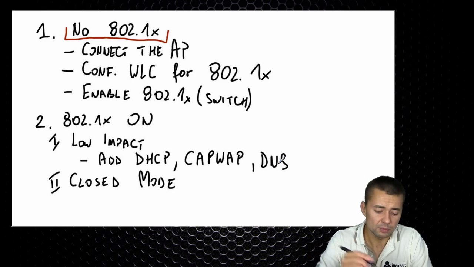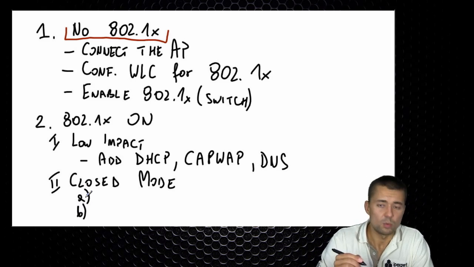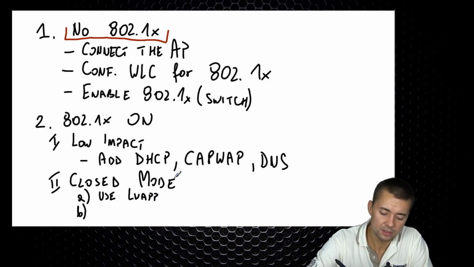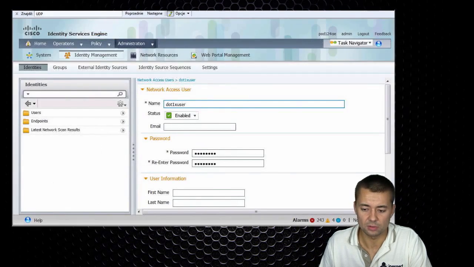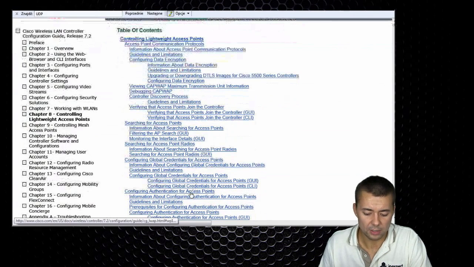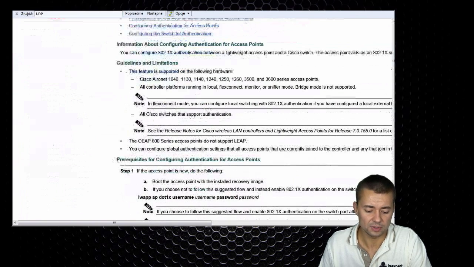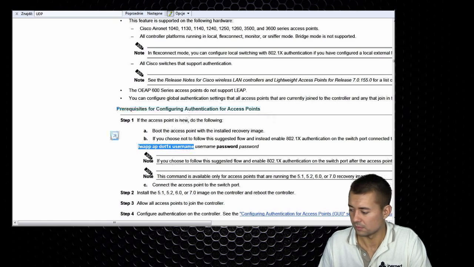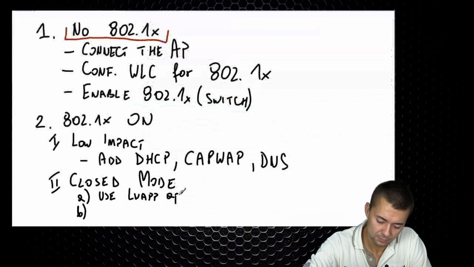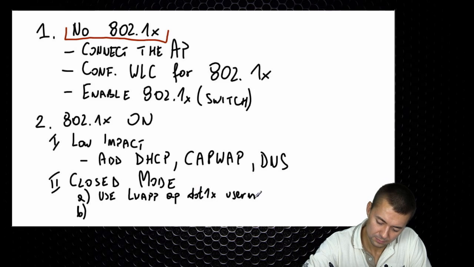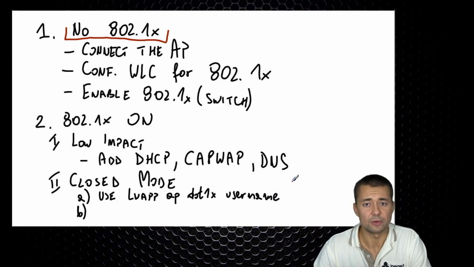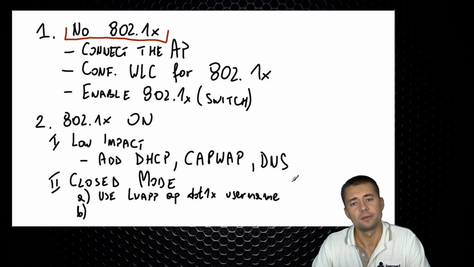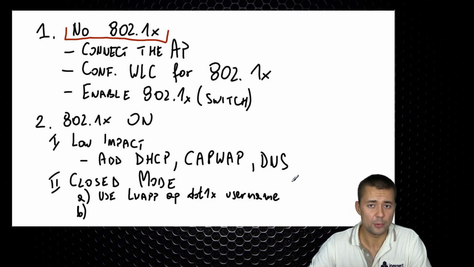Then for closed mode, we will have two options. One is going to be to use the LWAPP command. What is going to be the actual command here? Let's go back to chapter 8, configuring authentication for access points, and somewhere in the prerequisite section, this is the command I was looking for, the LWAPP AP .1x username. So we would use this command to hardcode the .1x credentials directly on the access point. Then access point is supposed to authenticate using .1x and be able to join the controller once the port is open for the access point.